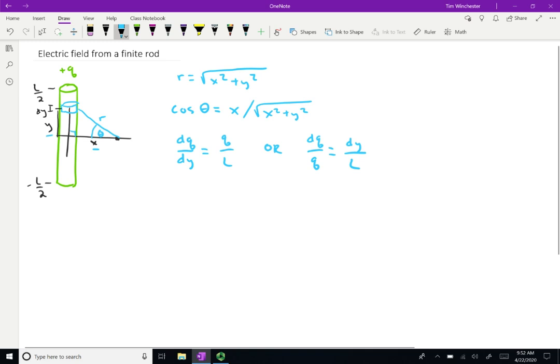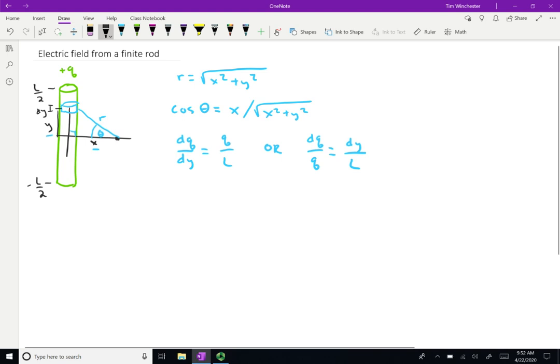Okay, so dy over L is the fraction of the length, dq over q is the fraction of the charge. Either of these give the same relationship if you just algebraically rearrange. So whichever way makes more sense to you is perfectly fine. Okay, so then at this point, we can proceed with the calculation.